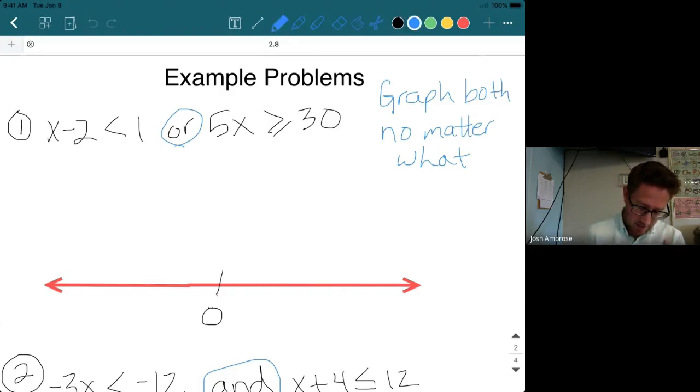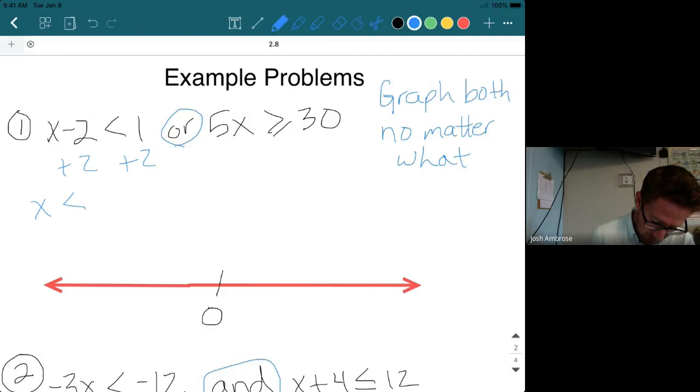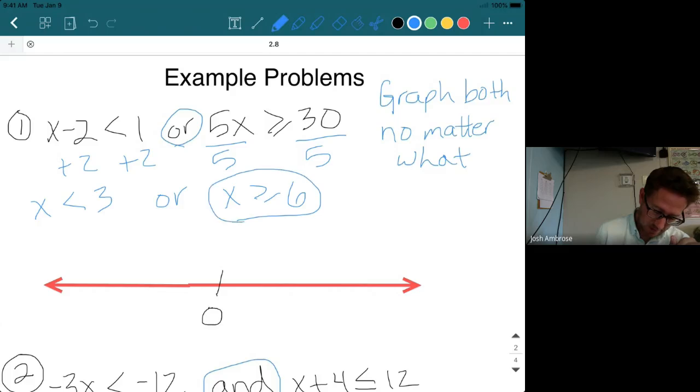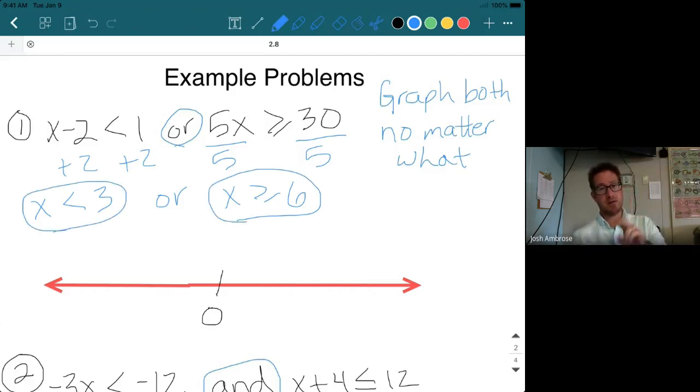All right, so the first inequality here, we have to add 2 to both sides, giving us x less than 3. We got that word or. Then on the other side, divide by 5, and you have x greater than or equal to 6. Okay, so the first parts we've taken care of. We solved both inequalities, and we have two answers.